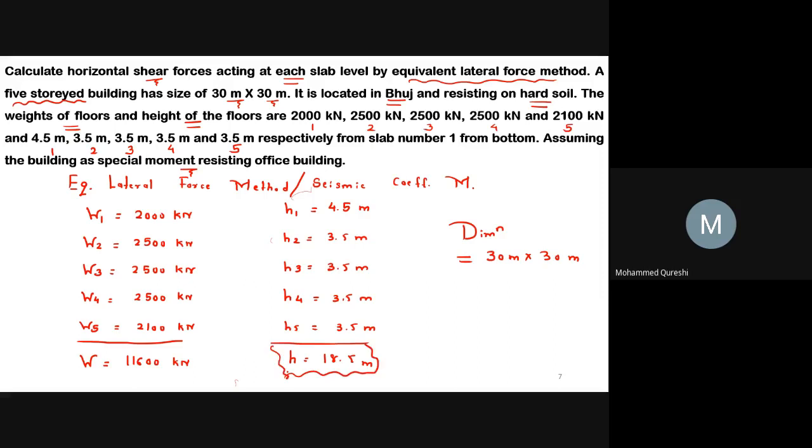This value will be helpful for calculating the fundamental natural period, that is Ta equals 0.09 into H, where H is the height of the building. So here we will input the value of H as 18.5 in that equation, and the base dimension is given as 30 meters, so here we get the value of small d. Now we will calculate the fundamental natural period.